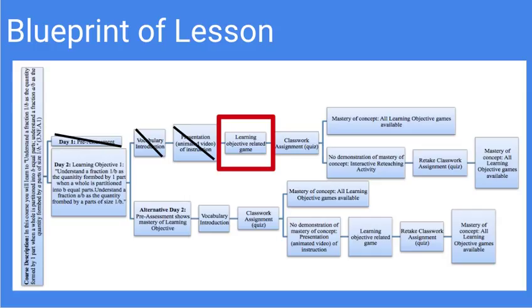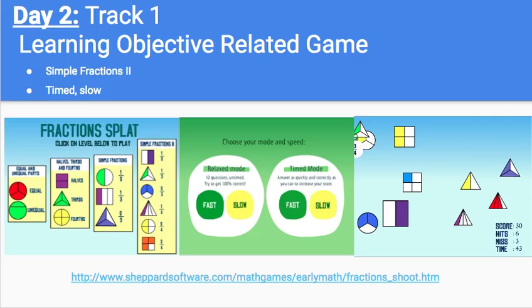After students finish the BrainPop video, they would go back into their LMS and find the next task on their list is a learning objective related game. This is the last chance students have to practice their knowledge of fractions prior to completing the daily classwork assignment or quiz. This game is called Fractions Splat. Students would be instructed on the LMS to choose simple fractions and then timed slow for their practice. It is important students choose time so that they are monitored in how long they are spending on the game.